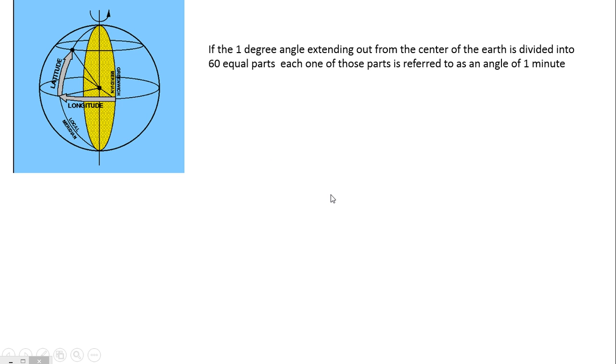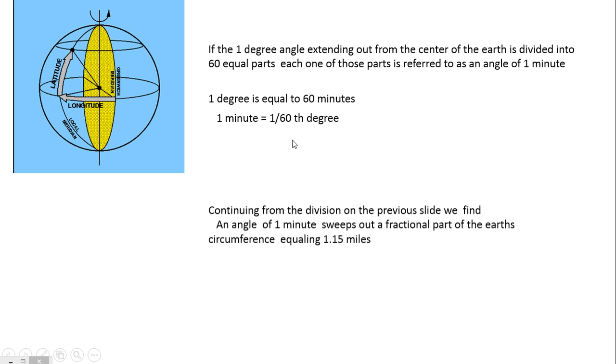Well, we're going to split that 1 degree into 60 equal parts. And each one of those parts is going to be called 1 minute. So one degree is split into 60 equal parts, making 60 minutes, or 1 minute is 1/60th of a degree.